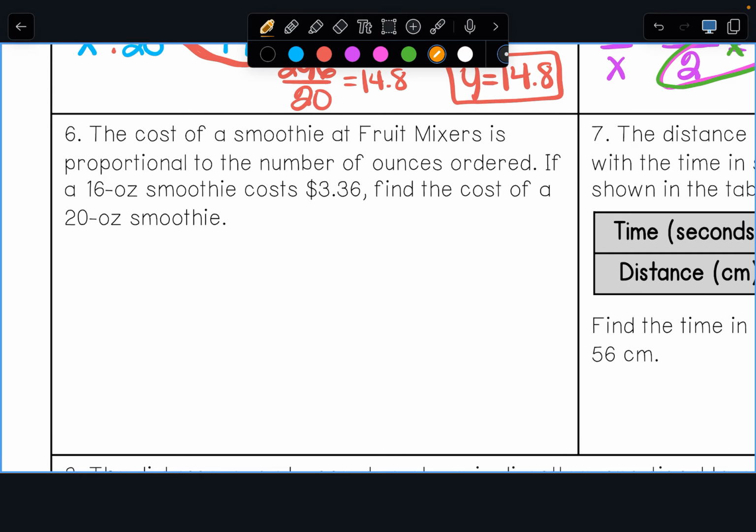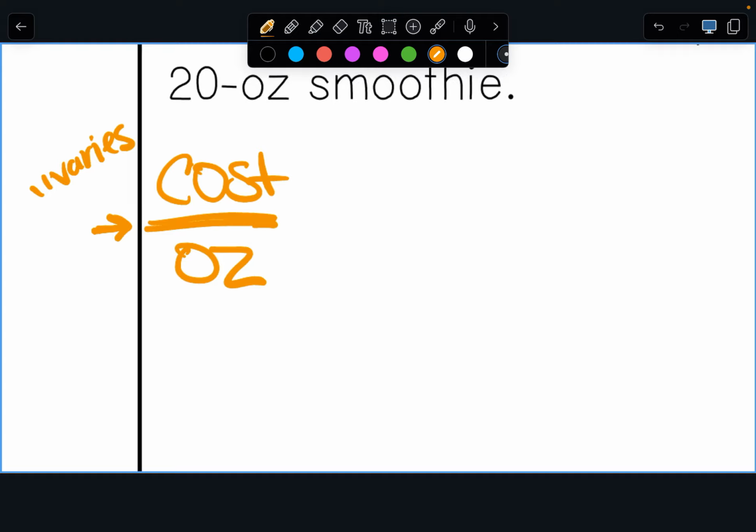Okay. The cost of a smoothie at fruit mixers is proportional to the number of ounces ordered. Well, cost is proportional to ounces. Always pay attention to what is written before the proportional word and what is written after the proportional word, or what is written before and after the phrase varies directly. Think of that fraction bar as your varies directly, okay?